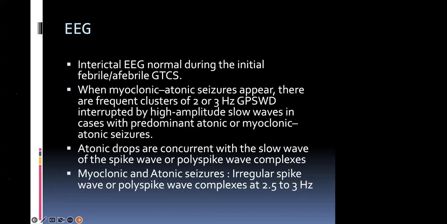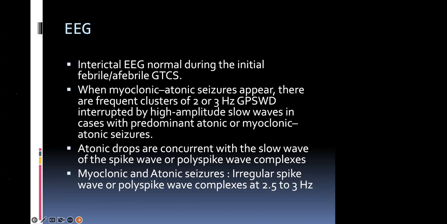So we are talking about Doose syndrome. What are the core points in Doose syndrome? It is a myoclonic astatic epilepsy. The child will have febrile and afebrile GTCS and suddenly start having myoclonic jerks and drop attacks, with normal intellect and a normal MRI. The interictal EEG is normal during the initial febrile and afebrile GTCS.